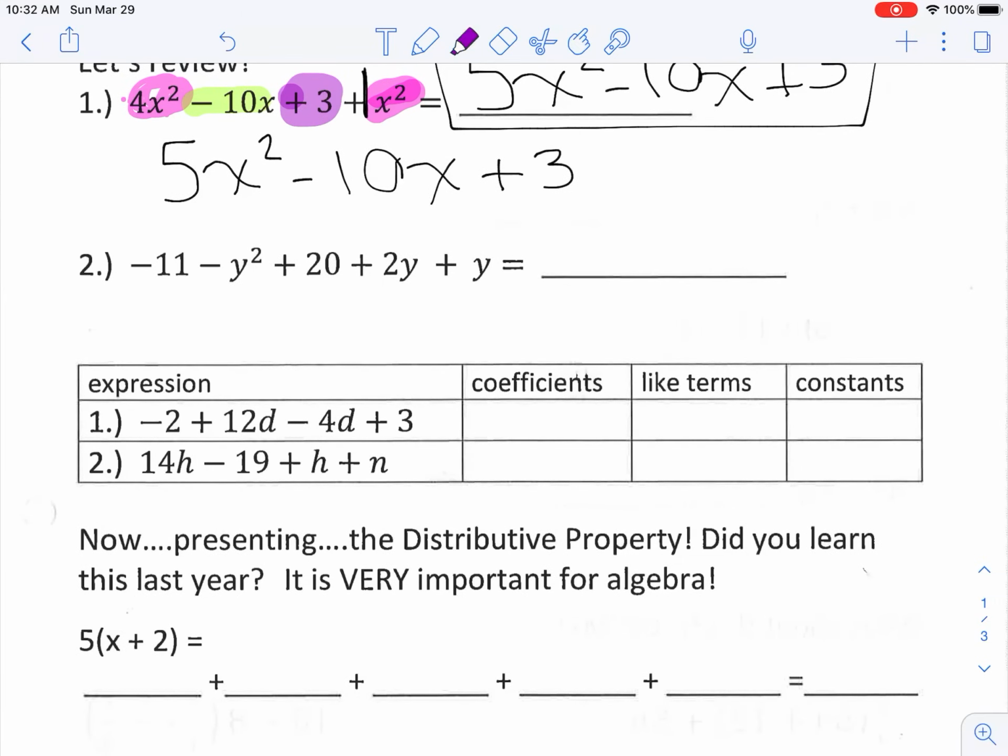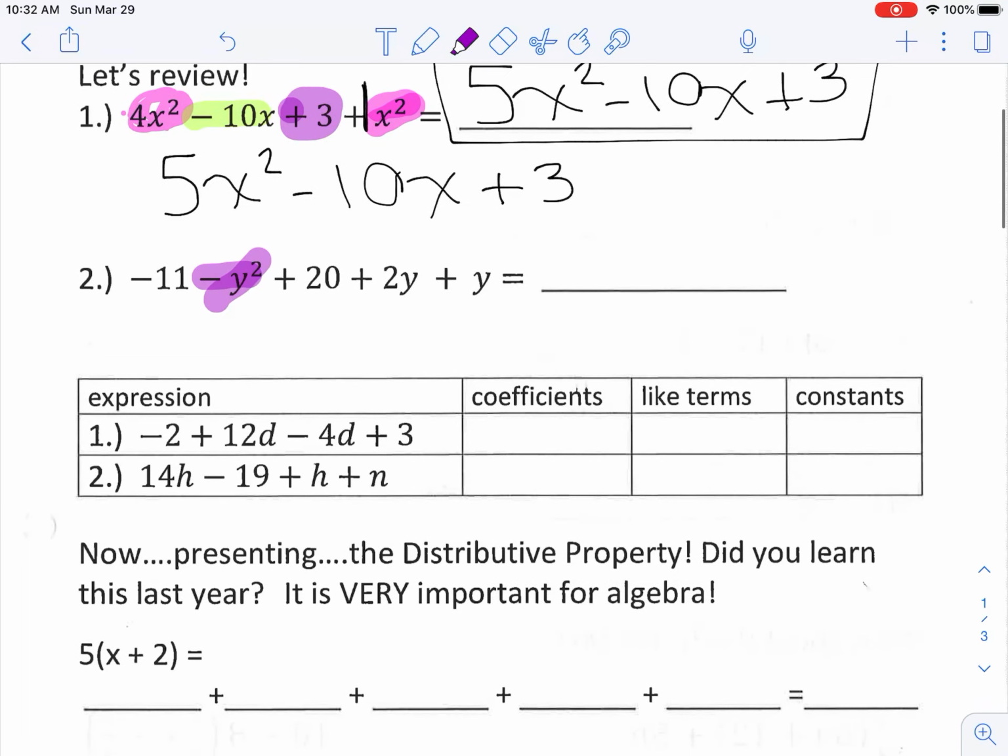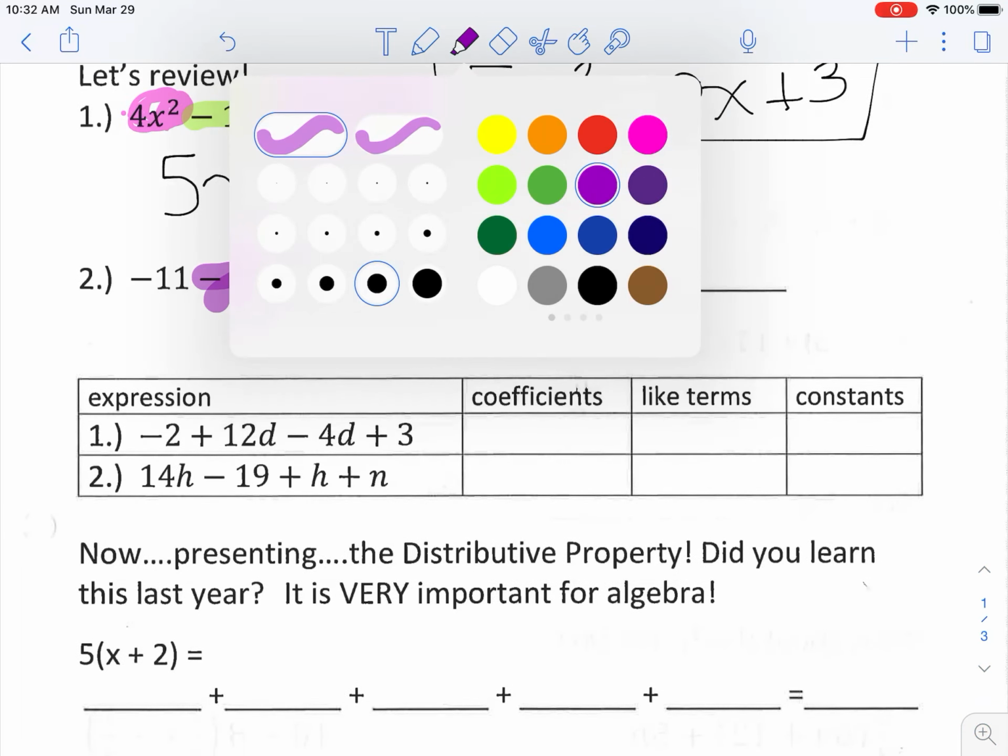All right, gonna get my handy highlighter tool ready. Looking at number 2. So the negative y squared pops out to me immediately. That's what I'm seeing first. And I don't see any other y squared. So I'm going to go ahead and highlight that one in purple.